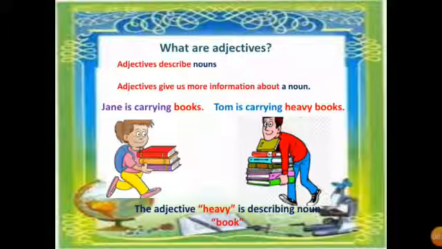What are adjectives? Adjectives describe nouns. Adjectives give us more information about a noun. For example, Jane is carrying books. Tom is carrying heavy books. In this sentence, the adjective heavy is describing the noun.